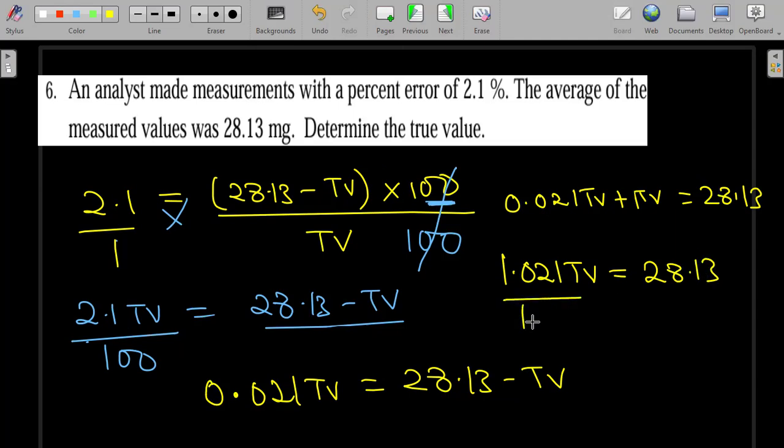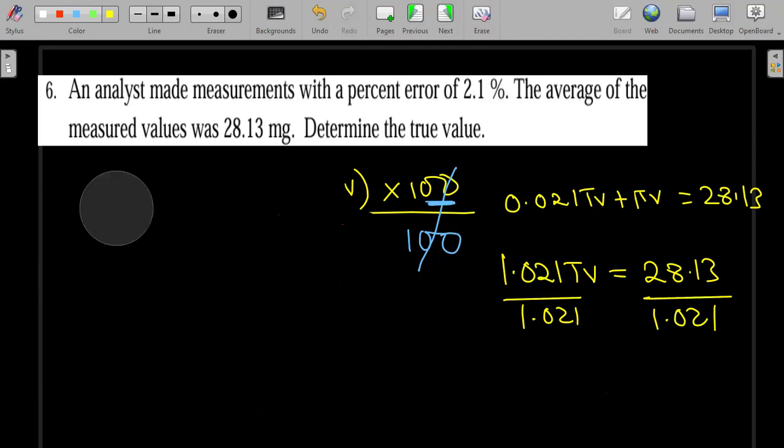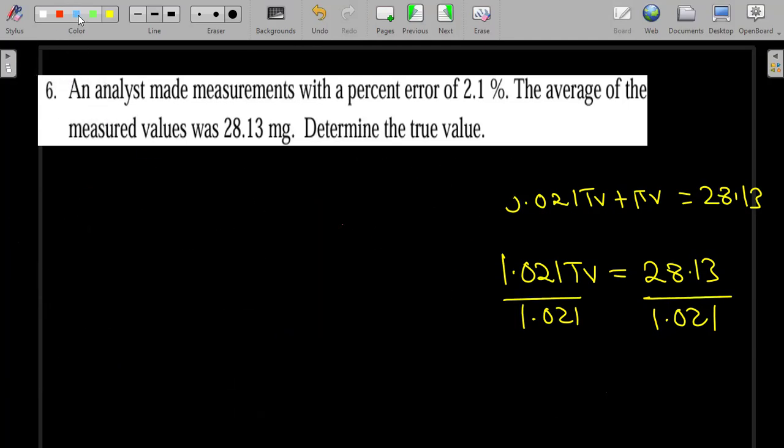And then we divide by 1.021. Even there, we divide by 1.021. So what do we get there? Just punch whatever I've written there onto your calculator. So this one and this one goes. I have TV is equal to 28.13 divided by 1.021. I get 27, according to my calculator. Please confirm.